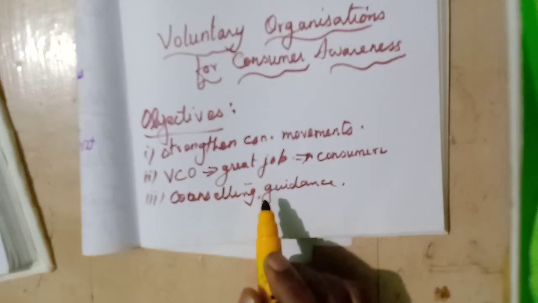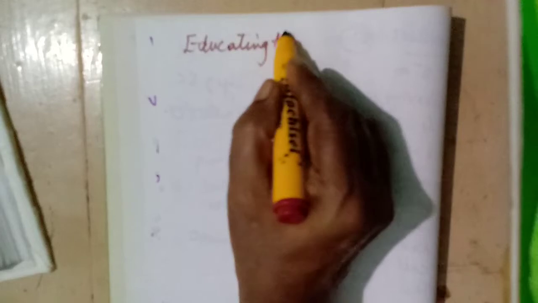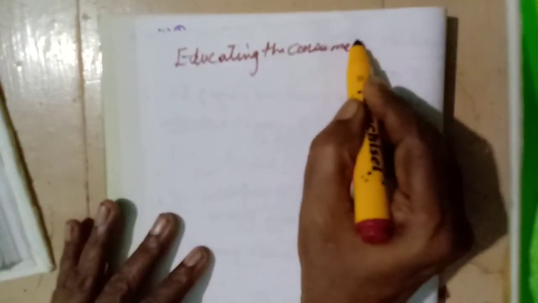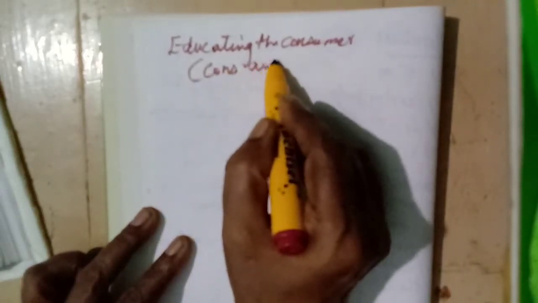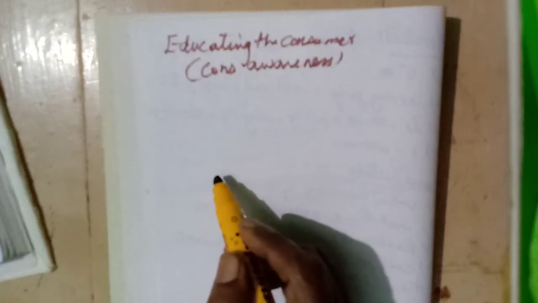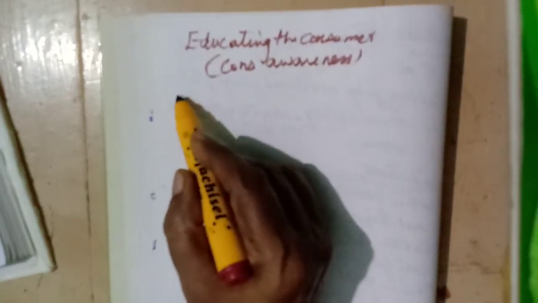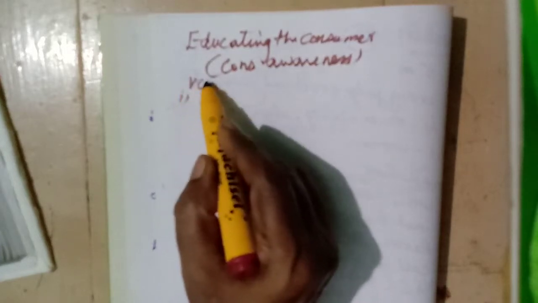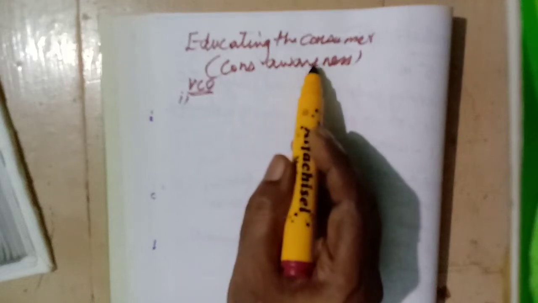Then how do they do this accelerating work? How are they educating the consumers? Or we can say, how to create consumer awareness. This is one of the question answers. How to create consumer awareness among the consumers? What do they have to do? What do these voluntary organizations do? Voluntary consumer organizations, how do they create consumer awareness among them?